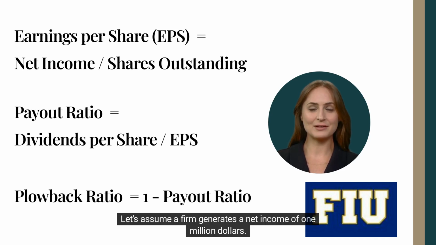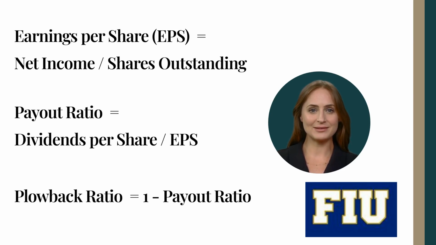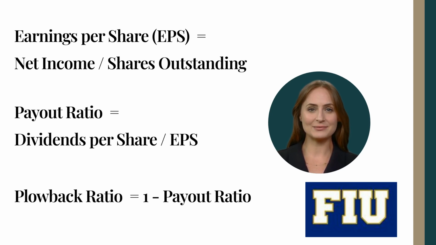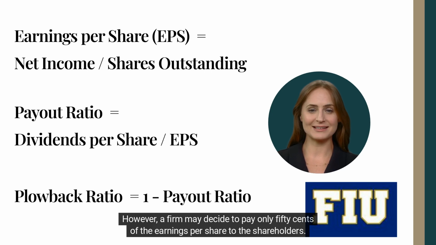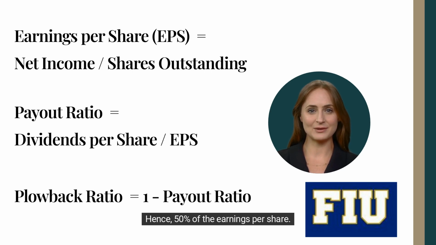Let's assume a firm generates a net income of $1 million. This firm has 1 million shares outstanding. In theory, the holder of each share should receive a $1 check. However, a firm may decide to pay only 50 cents of the earnings per share to the shareholders. Hence, 50% of the earnings per share.